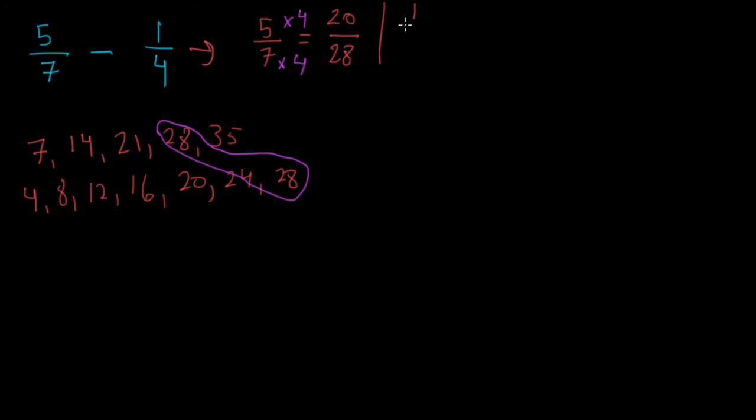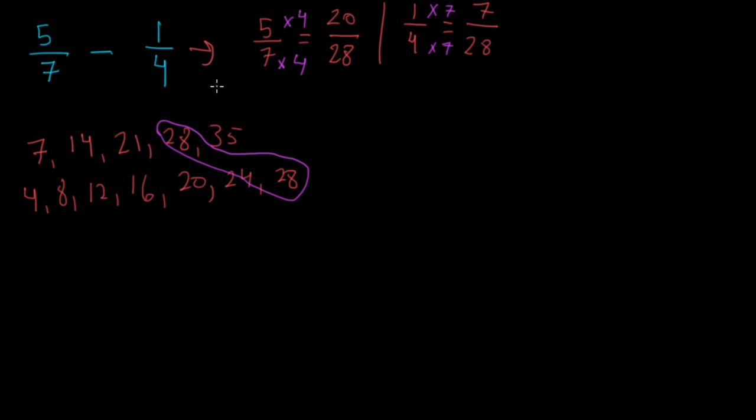And then we have 1/4 is equal to, all right, well, something out of 28. So what do we need to multiply 4 by to get 28? We need to multiply 4 by 7. So whatever you do to the bottom, you have to do to the top. So we multiply the top by 7. So 4 times 7 is 28. 1 times 7 is 7.